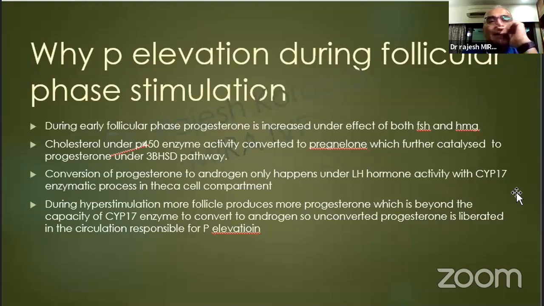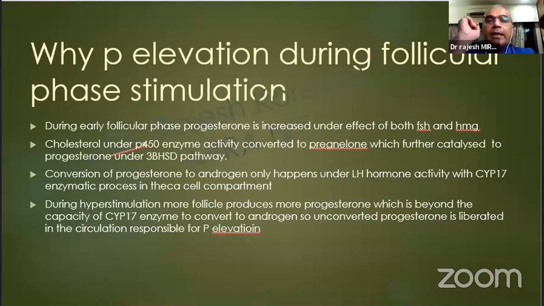So why is the progesterone elevated during the follicular phase of the stimulation? During the early follicular phase, we have seen where the progesterone remains. It originates from the growing follicle under the effect of FSH and LH. Okay, so this enzymatic conversion we have understood. So during hyperstimulation, more follicles produce more progesterone, which is beyond the capability of the CYP17 enzyme to convert to androgen. So unconverted progesterone is liberated in the circulation, and this is responsible for the progesterone elevation.